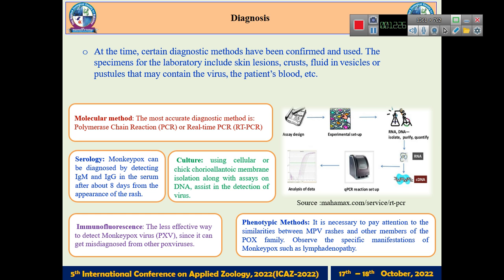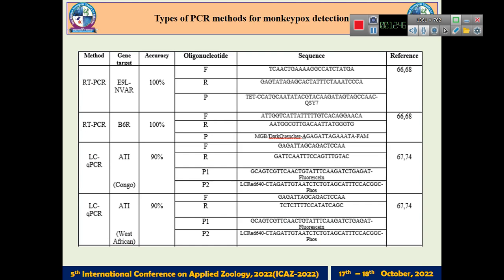Phenotypic methods. It is necessary to pay attention to similarities between monkeypox virus rashes and other members of the pox virus family. Observe the specific manifestations of monkeypox, such as lymphadenopathy.